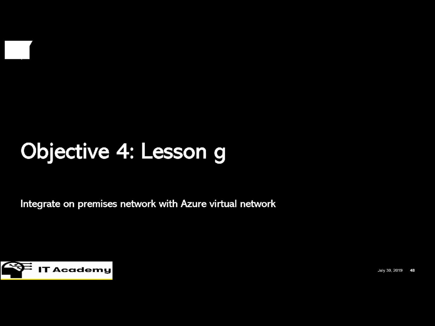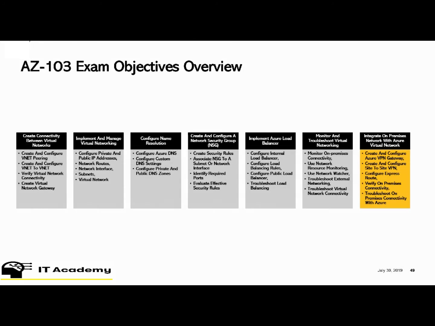In Lesson G of Objective 4, we're going to learn how to integrate our on-premises network with an Azure virtual network. Perhaps the biggest and most significant sub-objective of the AZ-103 exam is integrating an on-prem network with an Azure virtual network. We're going to take a look at how we implement site-to-site VPN and connect an on-premises network into Azure. We'll also take a look at how ExpressRoute provides a private circuit connection for that.